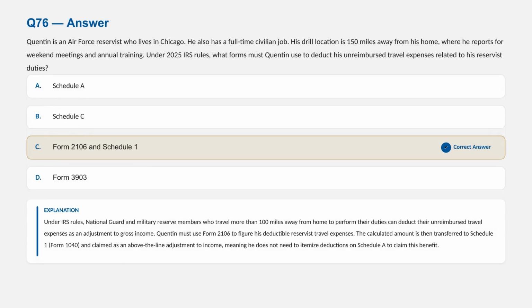The correct answer is C, Form 2106 and Schedule 1. Under IRS rules, National Guard and Military Reserve members who travel more than 100 miles away from home to perform their duties can deduct their unreimbursed travel expenses as an adjustment to gross income. Quentin must use Form 2106 to figure his deductible reservist travel expenses. The calculated amount is then transferred to Schedule 1, Form 1040, and claimed as an above the line adjustment to income, meaning he does not need to itemize deductions on Schedule A to claim this benefit.